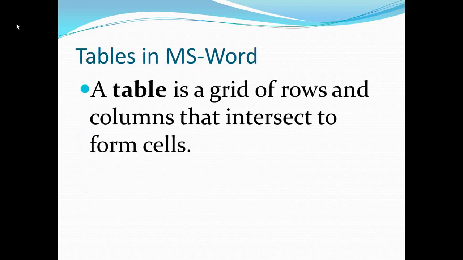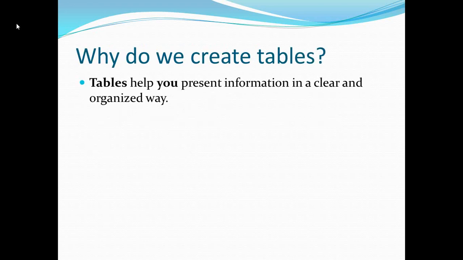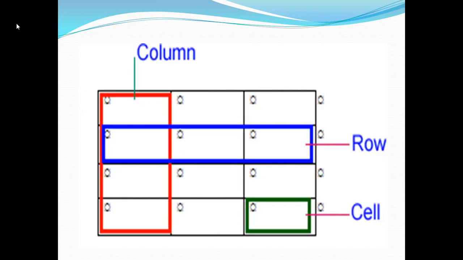So students, what are tables in MS Word? A table is a grid of rows and columns that intersect to form cells. Why do we create tables? Because tables help us to present information in a clear and organized way. When there is a lot of information and we want to present it in an organized form, what do we use? We use tables. So see, this is a table. Here we present the information. Any kind of information can be presented using tables.